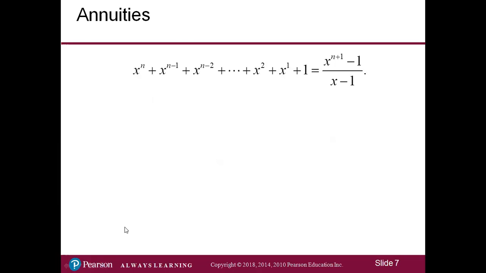If we look at the equation, x to the power n plus x to the n minus 1 plus x to the n minus 2 plus dot dot dot plus x squared plus x to the 1 plus 1, then we can rewrite this in the form of x to the n plus 1 minus 1 divided by x minus 1.